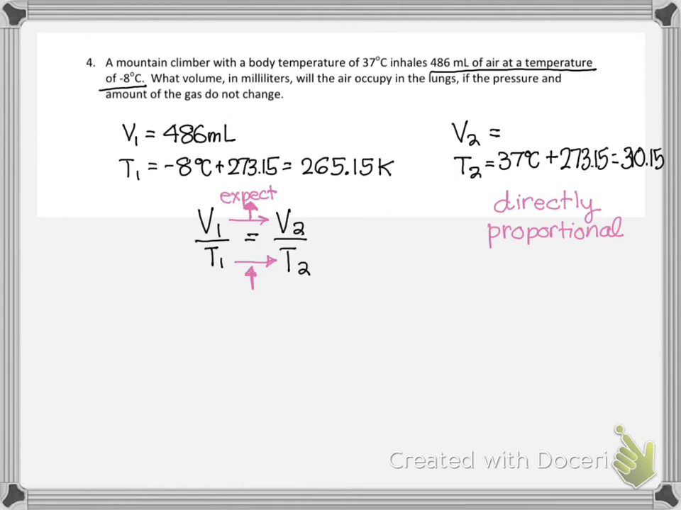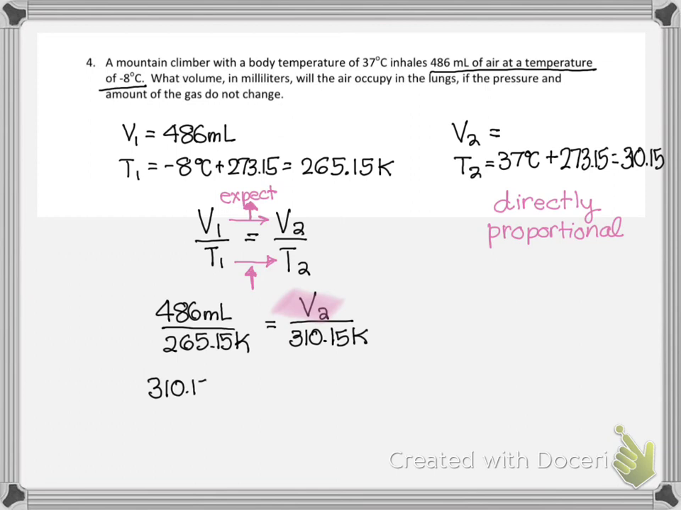So let's plug it in. 486 divided by 265 equals our volume that we're looking for divided by 310.15. So I need to have volume 2 right here by itself. So I'm going to multiply the 310 across to the other side. So it'll be 310 times the 486 divided by the 265.